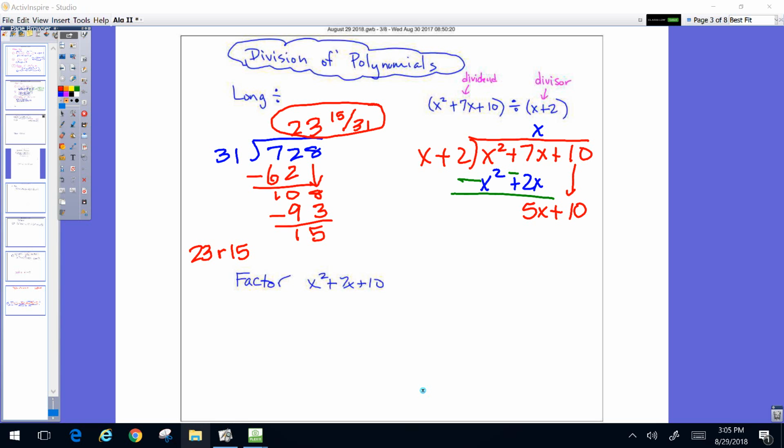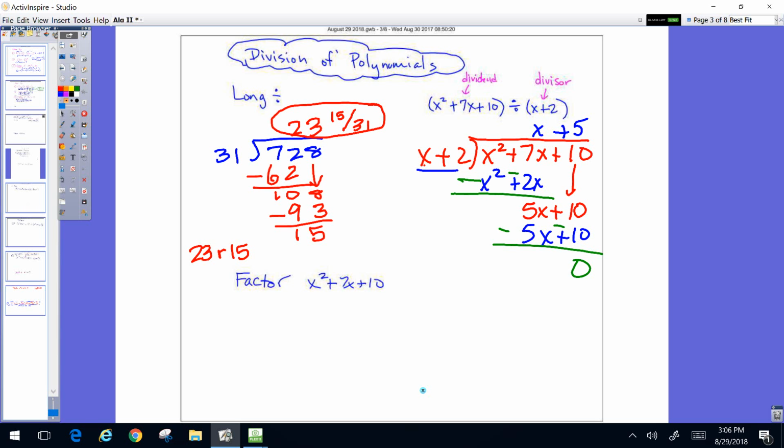And then I would say, okay, x goes into 5x how many times? 5. Okay, so we'd say a positive 5. And if we multiply positive 5 times that x plus 2, we get 5x plus 10. And then we subtract, like we know to do with long division. We're left with nothing. Nothing means there's no remainder.